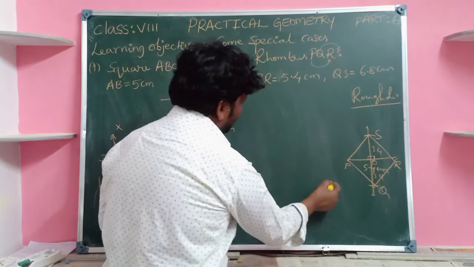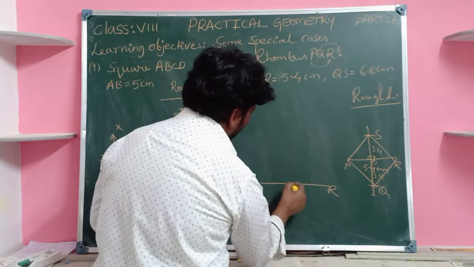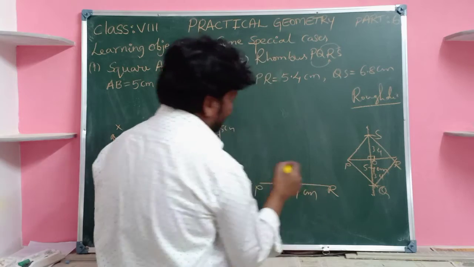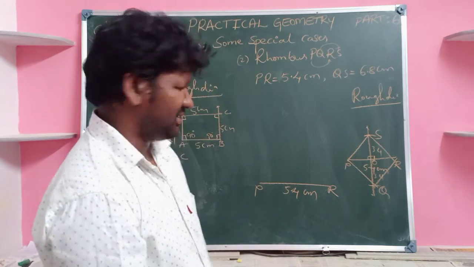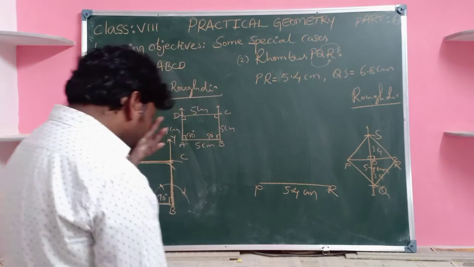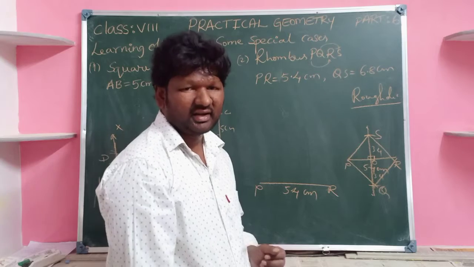What is the first step? Draw PR equal to 5.4 centimeter as the base. Then we need to draw the perpendicular bisector line. How to draw the perpendicular bisector line?